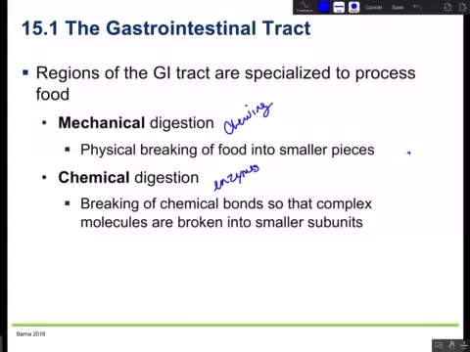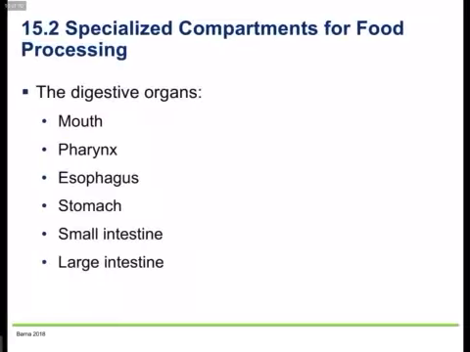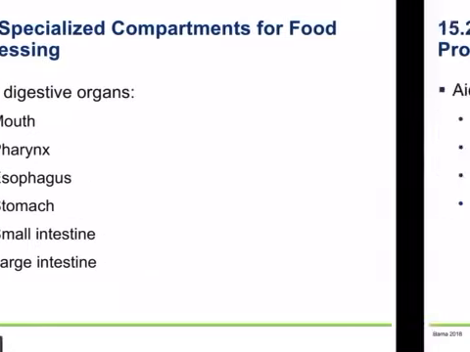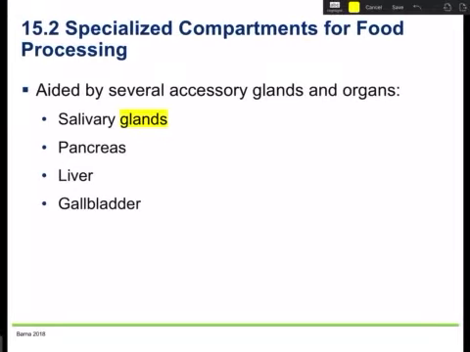So enzymes, there's various different types of them. Okay, so our main digestive organs from mouth to anus are going to include the mouth, pharynx, which is a fancy word for our throat, esophagus, stomach, small intestine, and then large intestines. And then we're going to have some accessory glands. These are going to be called the salivary glands, the pancreas, liver, and gallbladder.